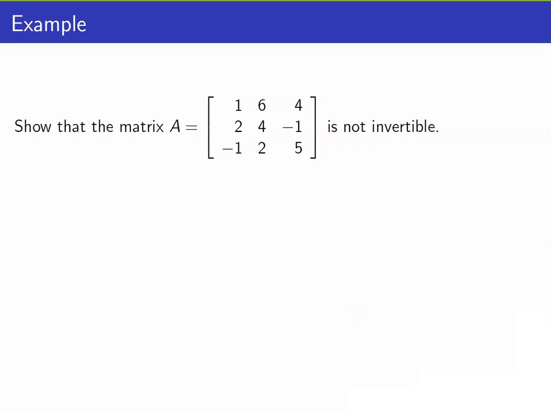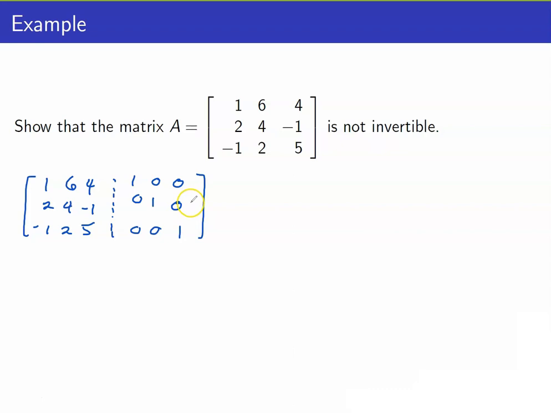Another example, let's show that this matrix here is not invertible. So again, we will augment it with the identity matrix. I will turn these entries over here to 0 because my leading entry here is already equal to 1. So we do that by subtracting 2 times R1 to row 2, and you replace that to row 2, and then adding row 1 and row 3, and that would be your new R3.